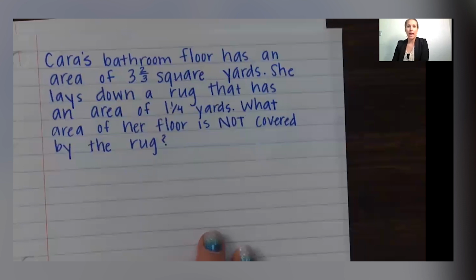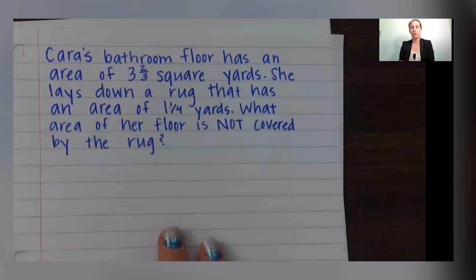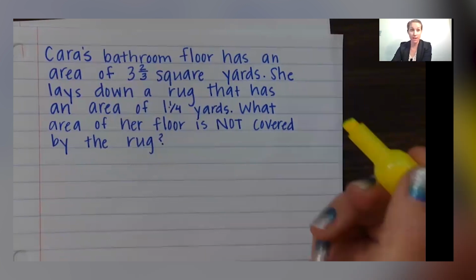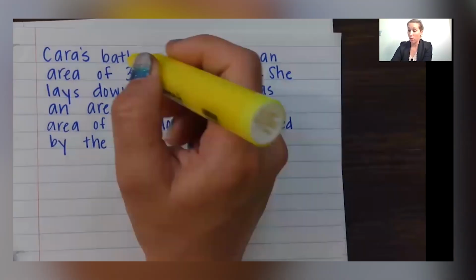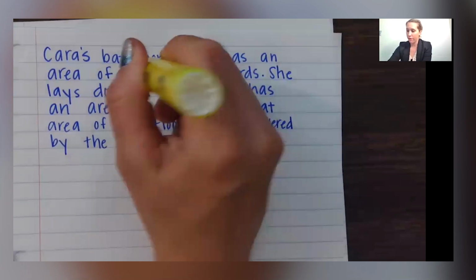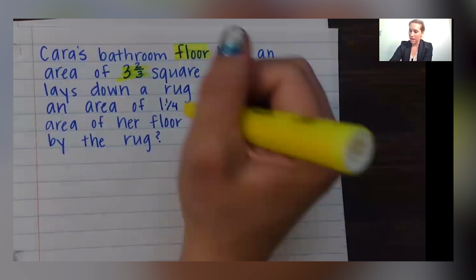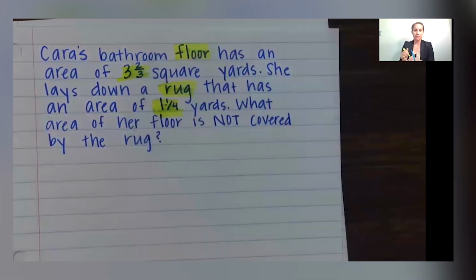Kara's bathroom floor has an area of 3 2/3 square yards. She lays down a rug that has an area of 1 1/4 yards. What area of her floor is not covered by the rug? What information is this problem giving me? Yes, it's telling me two pieces of information. It's telling me the area of Kara's floor. That's the area of her floor. And it's telling me the area of the rug. The area of the rug.